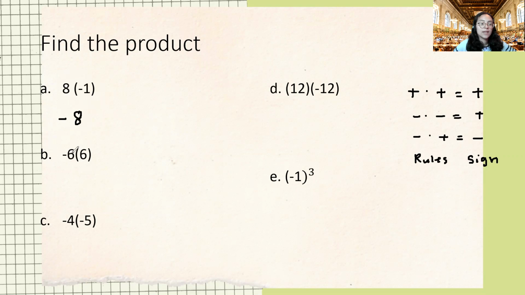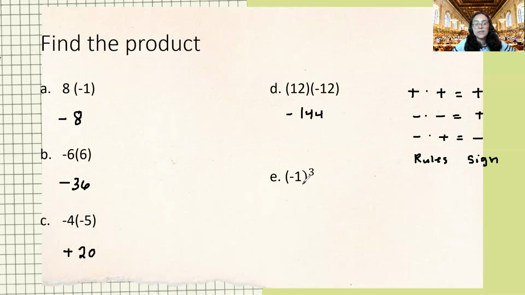For B, I have negative 6 times positive 6. So I have a negative times a positive, so my answer is going to be negative. And 6 times 6 will give me 36, so my final answer is negative 36. For C, I have negative 4 times negative 5. I have a negative times a negative, so my answer is going to be positive. So 4 times 5 will give me 20, and my final answer will be positive 20. For D, I have positive 12 times negative 12. I have a positive number times a negative number, so my answer is going to be negative. So 12 times 12 will give me 144.